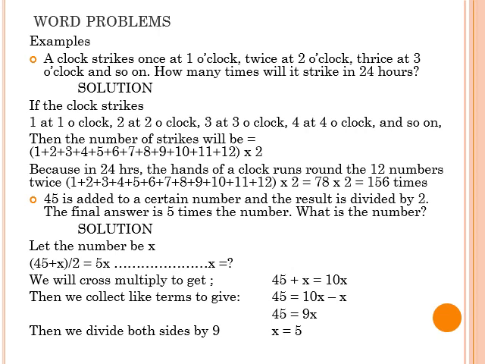Good. The next question we are going to look at is this. It says 45 is added to a certain number and the result is divided by 2. The final answer is 5 times the number. What is the number?